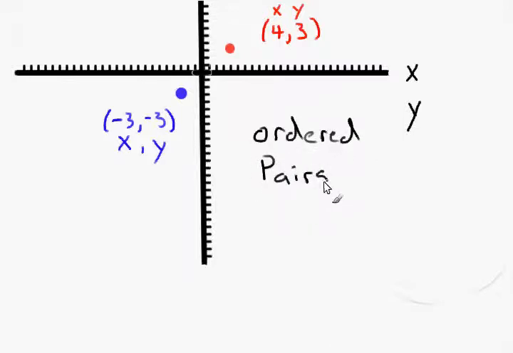Two numbers means it's a pair. Which number is in what position is important. 4, 3 is different than 3, 4. Going 1, 2, 3 and then 1, 2, 3, 4, that would be 3, 4. It's a different point than 4, 3.